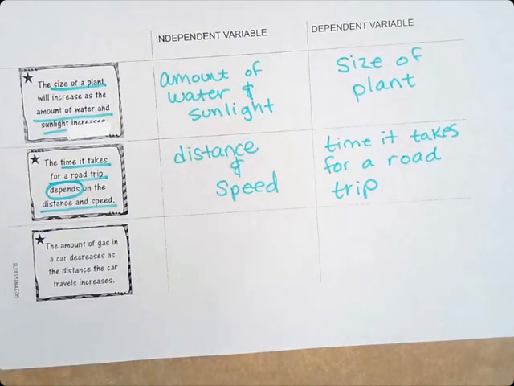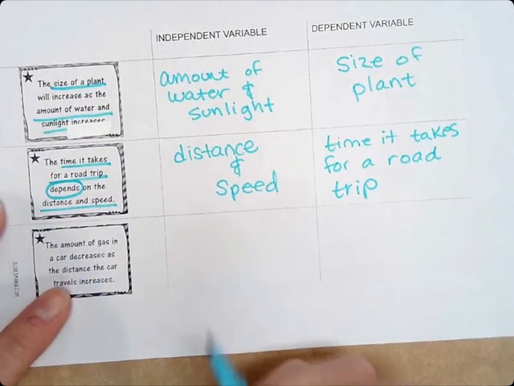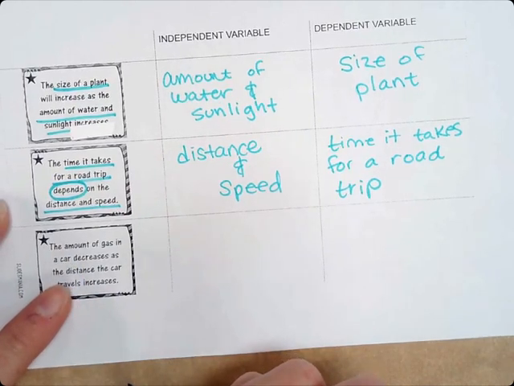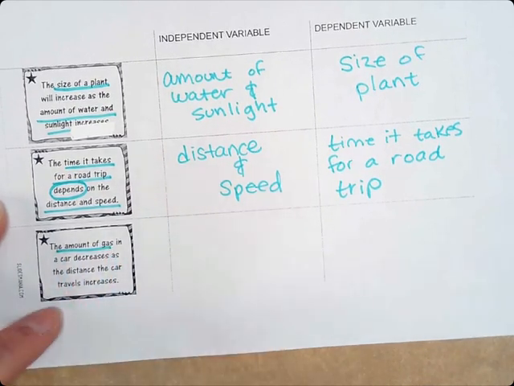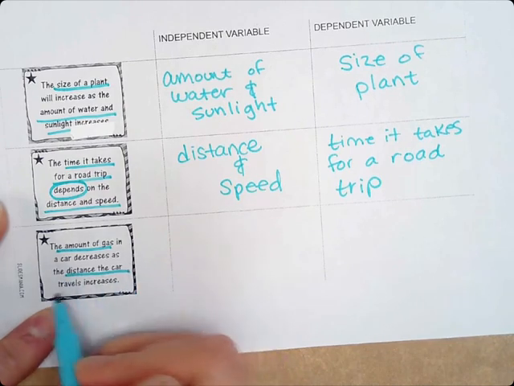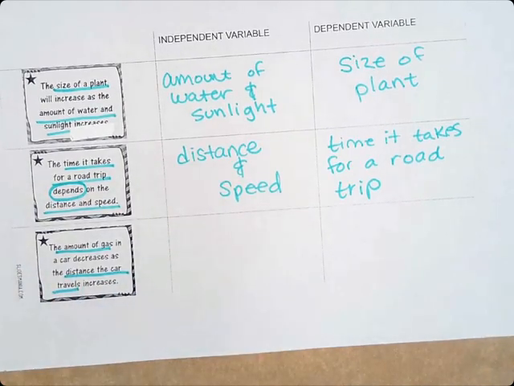The last one, the amount of gas in a car decreases as the distance the car travels increases. So what are our two variables? Amount of gas and distance car travels. Those are the two variables. What depends on the other? Decreases. So which one's independent?